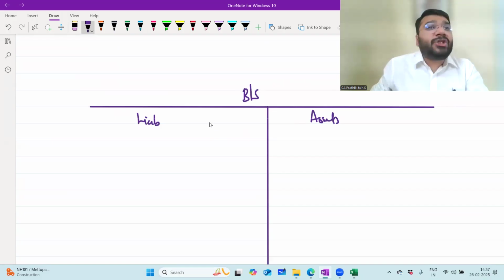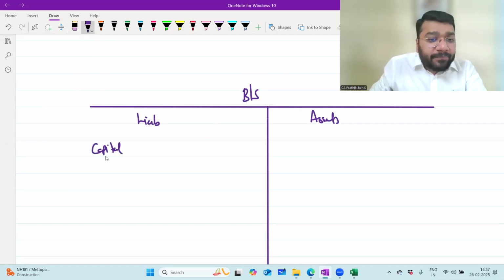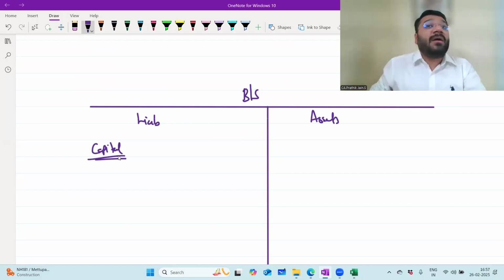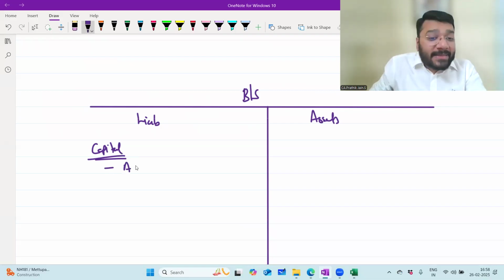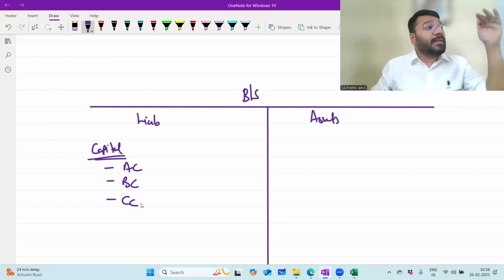If I am preparing the balance sheet of a partnership firm, I will present something called the capital account here. Do you agree with me? I'll present information here called the capital account. And how do we have the habit of writing the name of the partner's capital account? Below that, A's capital account, B's capital account, C's capital account. The list will go on.